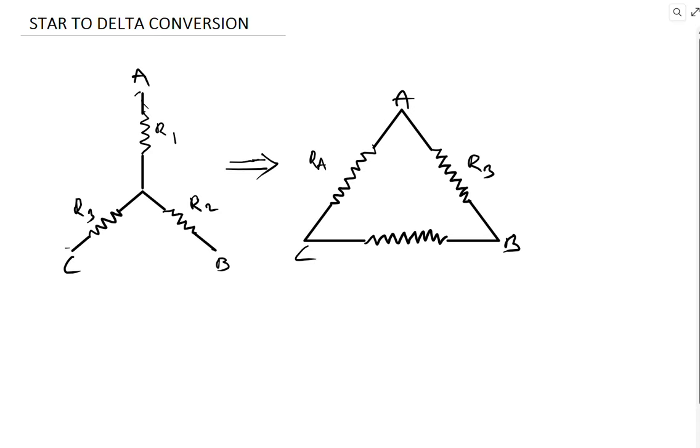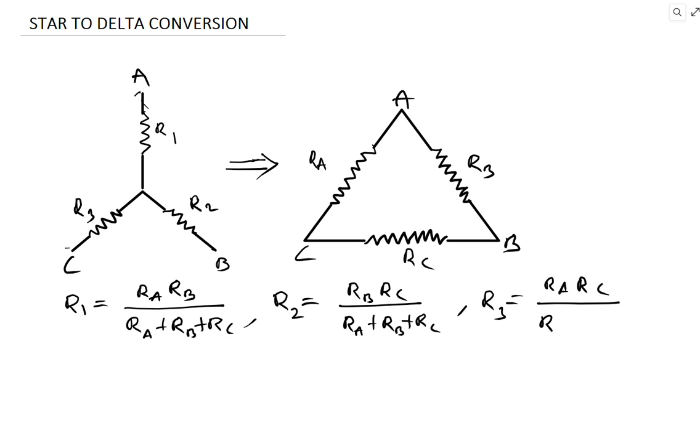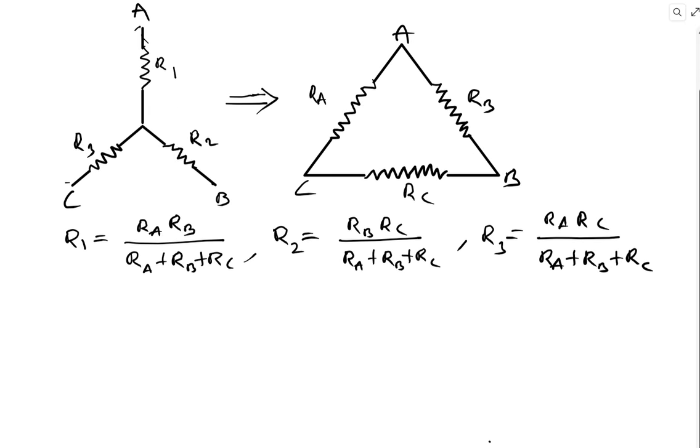Now, in the earlier video, I showed that R1 equals, as we have already calculated, you can refer back to my video, RA RB divided by RA plus RB plus RC, and R2 equals RB RC divided by RA plus RB plus RC, and R3 equals RA RC divided by RA plus RB plus RC. These are the values I already gave in the earlier video.